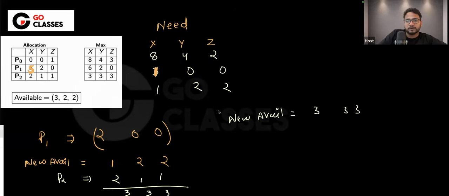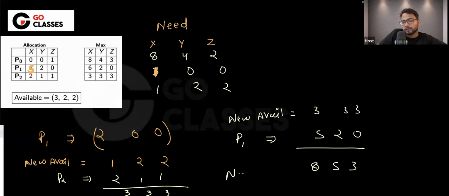Then you can satisfy this P1. You will be getting 520, so 853. This is the new available. And with this, you can definitely satisfy P1, P0. Then you will be getting 001. Anyway, I hope you understood.